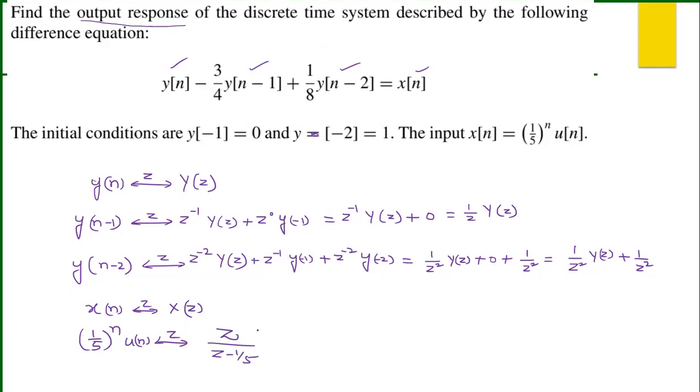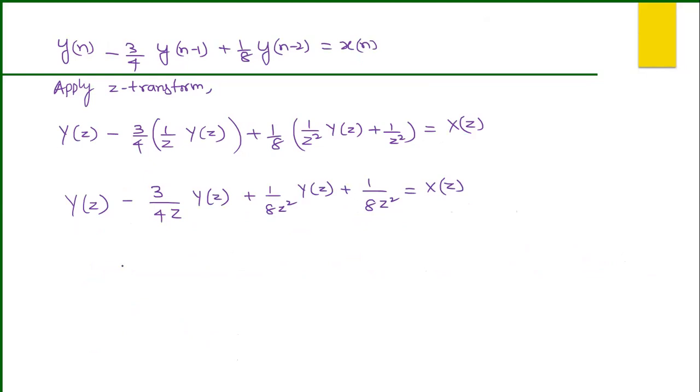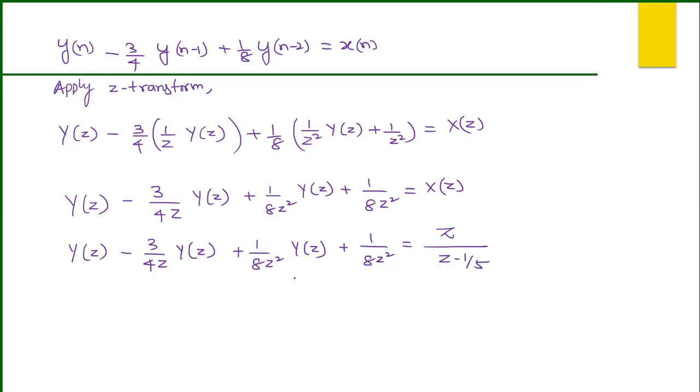So that you need to write here. Y of z minus 3 by 4 z into y of z plus 1 by 8 z square into y of z plus 1 by 8 z square is equal to, so what is x of z? We got z by z minus 1 by 5. Now here, the 1 by 8 z square term you can take to this side.